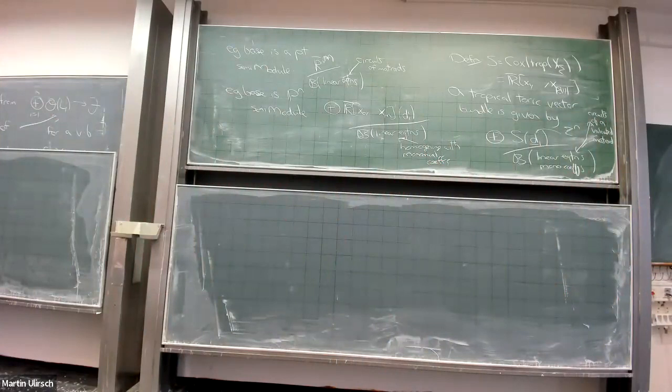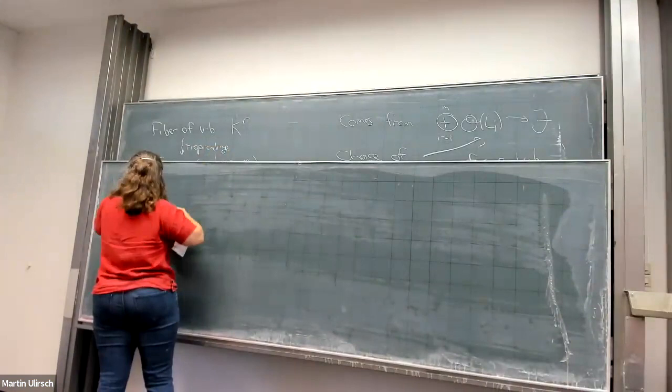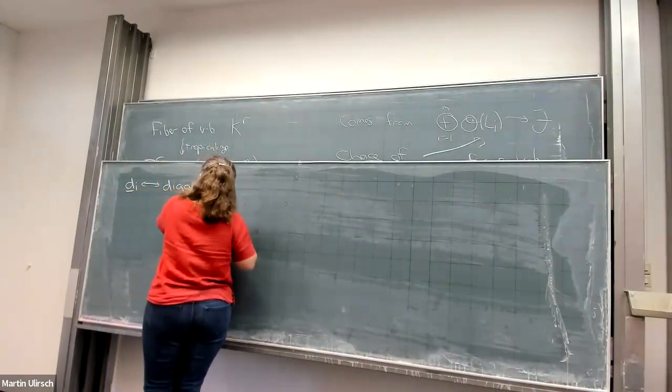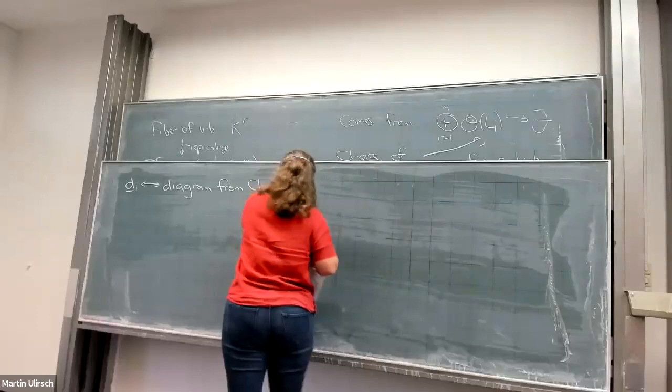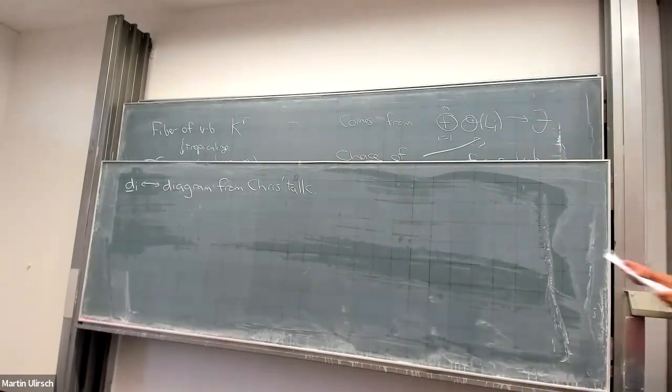So maybe the first observation, for those who are paying detailed attention to Chris's talk: my shifts DI correspond to the diagram from Chris's talk. I always forget rows versus columns, but in principle, Chris gave us some n by number of rays matrix, and these should apparently be columns of that matrix.